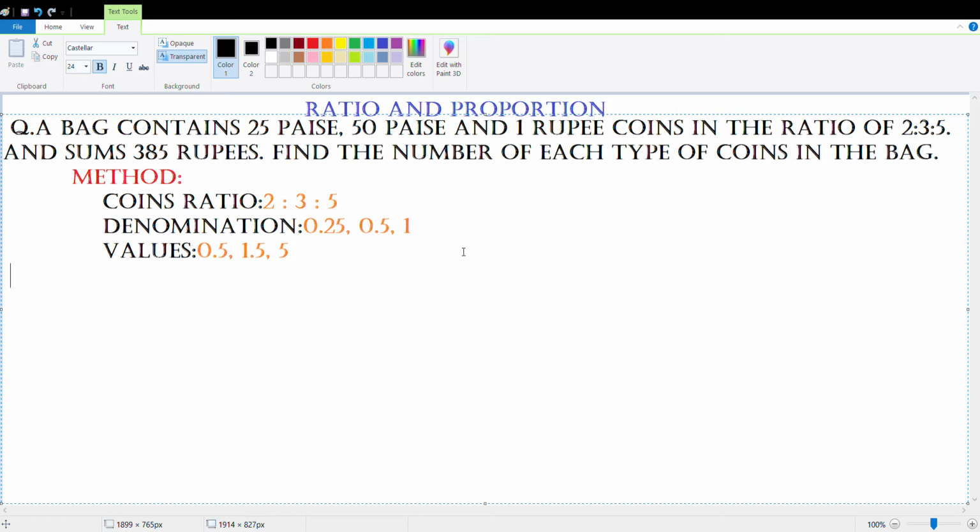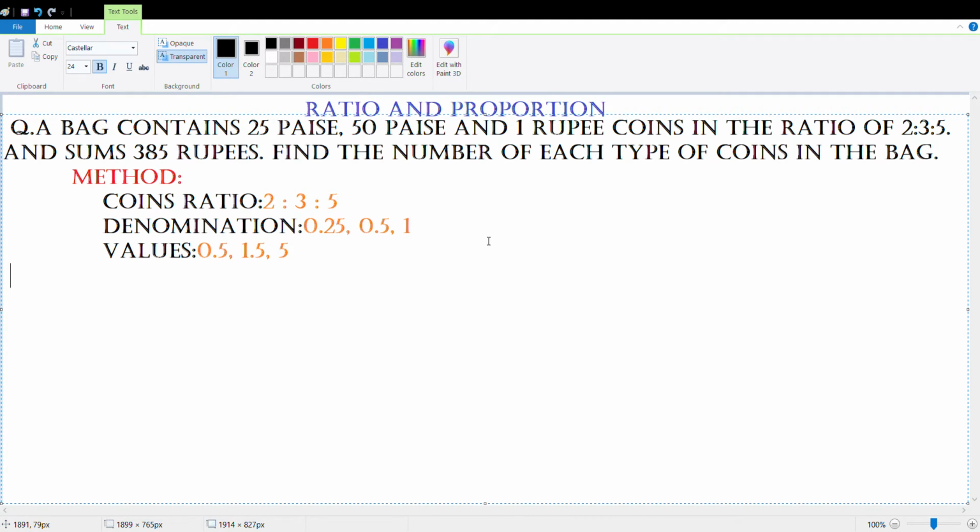Today we'll be solving a math problem of ratio and proportion. Let's get started. As you see, the question is: a bag contains 25 paisa, 50 paisa, and 1 rupee coins in the ratio of 2:3:5, and it sums 385 rupees. Find the number of each type of coins in the bag.